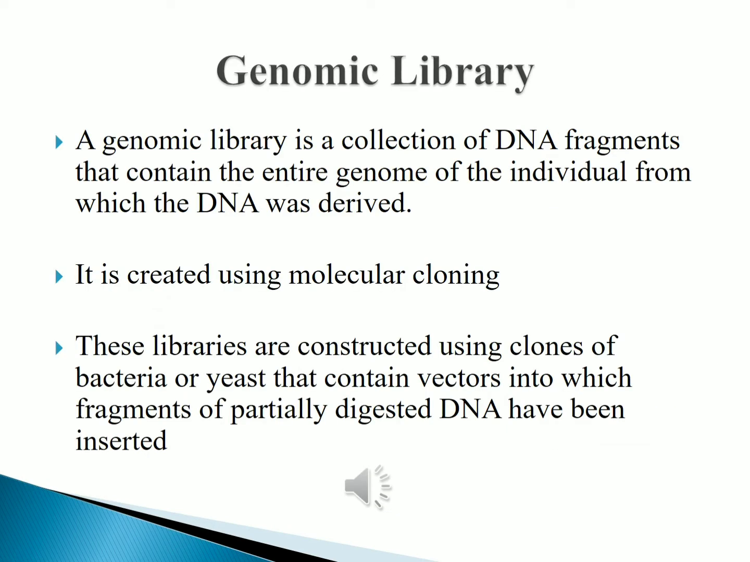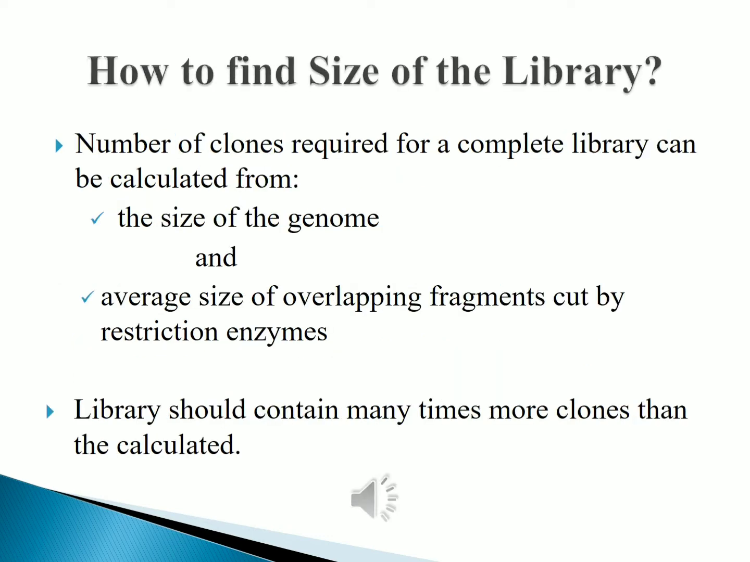A genomic library is a collection of DNA fragments that contain the entire genome of the individual from which the DNA was derived. It is created using molecular cloning. These libraries are constructed by using clones of bacteria or yeast that contain vectors into which fragments of partially digested DNA have been inserted. In order to construct genomic library, we need to know the size of the library.